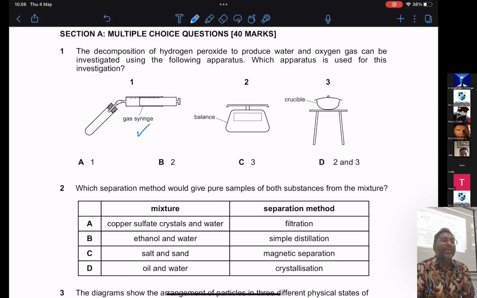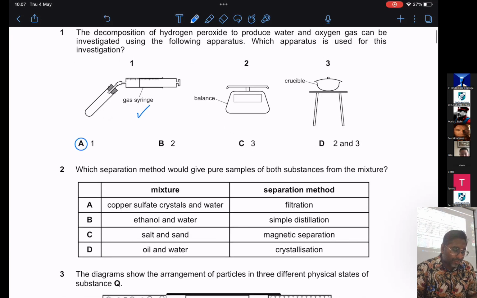What is a crucible? Basically, when you heat up certain things and you want to remove water, you can use that. But normally inside the crucible, we will put the solid inside. So in this case, I think the best answer is going to be A. So A will be the answer. Now next, we do together.